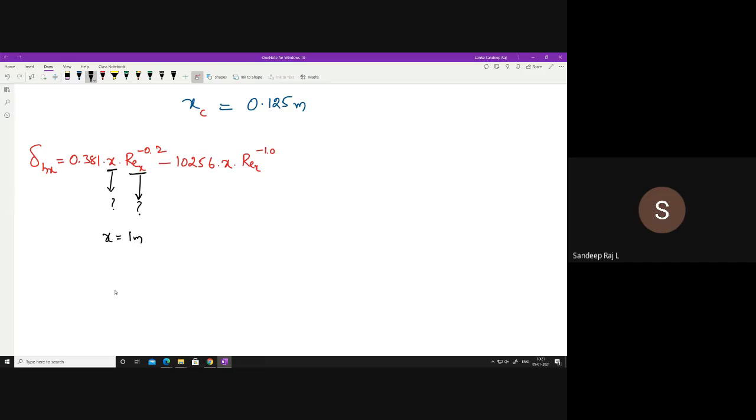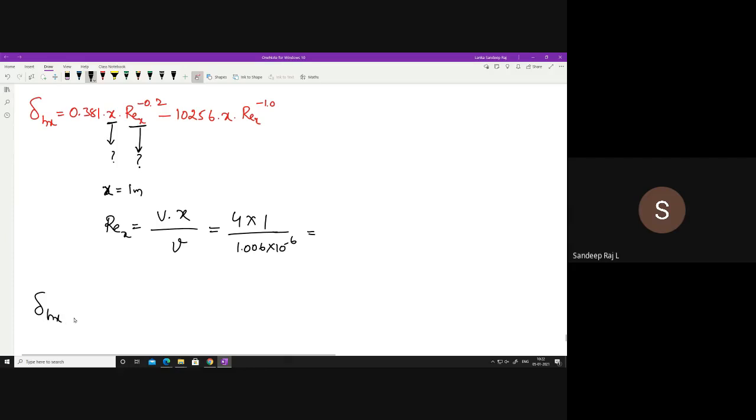In this formula, this x is the whole length that you are considering, over which the flow is flowing. So that x you have to consider. And Re_x, if you calculate it, will be V into x by nu. The V value is 4, the x value is 1, and the nu value is 1.006 into 10 to the power of minus 6 given in the question. So tell me what is the value of Re_x? And you have to substitute these values into your delta_hx.